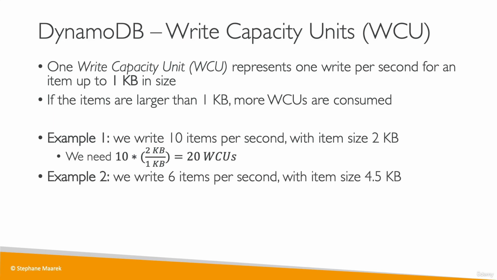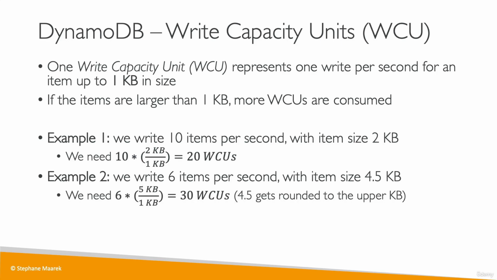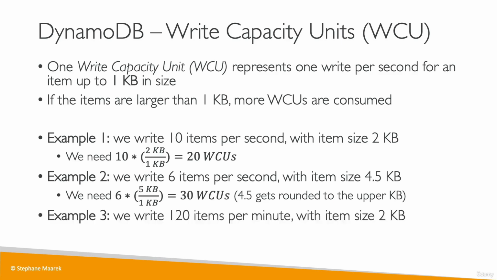Now in example 2, we write 6 items per second, and this time the item size is 4.5 kilobytes. So it's a little bit trickier, this one. We need 6 times 5 divided by 1, which is 30 WCU. Why? Well, because the 4.5 kilobytes is always going to be rounded up to the next kilobyte by DynamoDB to get an idea of how many WCUs you've consumed. So remember, you need to round up to the next kilobyte for WCUs.